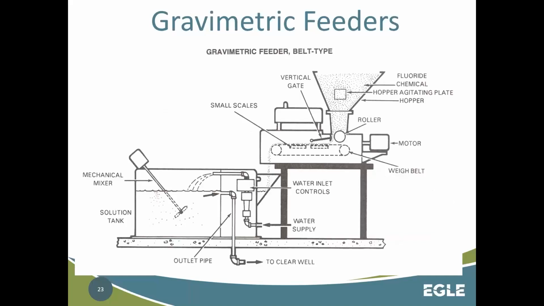The gravimetric feeders are very similar to the volumetric, just major differences. Instead of measuring a volume of chemical, we're measuring the weight by the machine. You can see there's two small scales. So that weight of fluoride is added to a solution tank and mixed thoroughly, and then fed into the treatment plant. Again, this is best at large water treatment plants with open basins and continuous oversight.